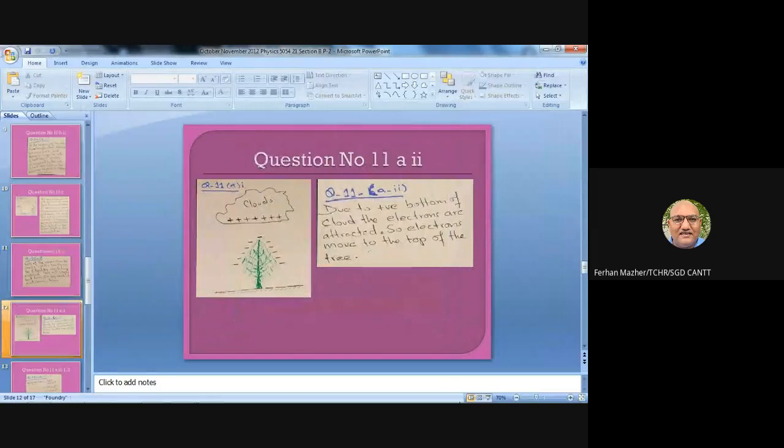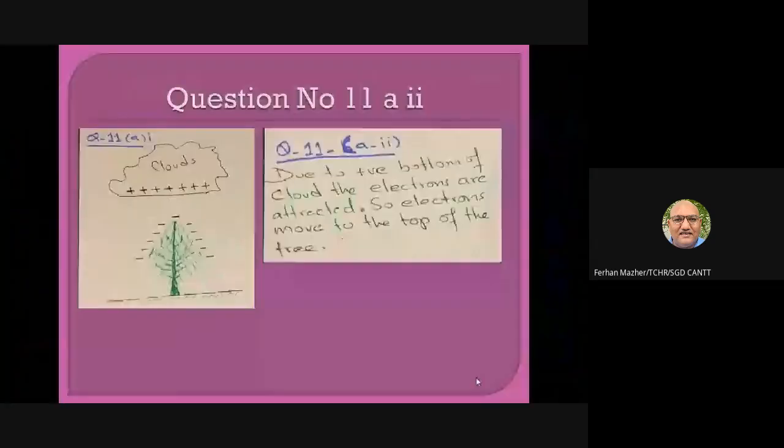On your screen, you can see that here I have shown that the top of the tree will become negative because the bottom of the cloud is positive. And why is this happening? Due to the positive bottom of the cloud, the electrons are attracted. So the electrons move to the top of the tree. So hopefully you will be able to write this answer as well and make this diagram.